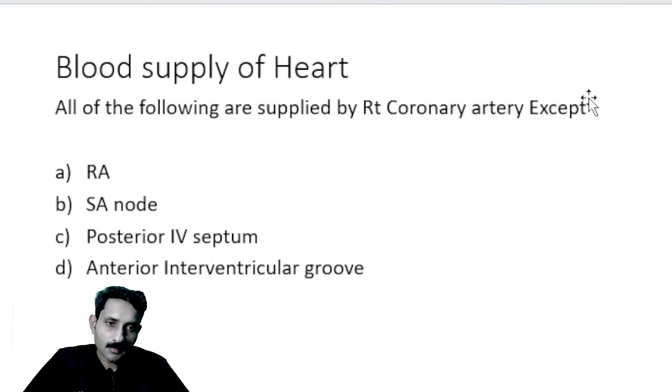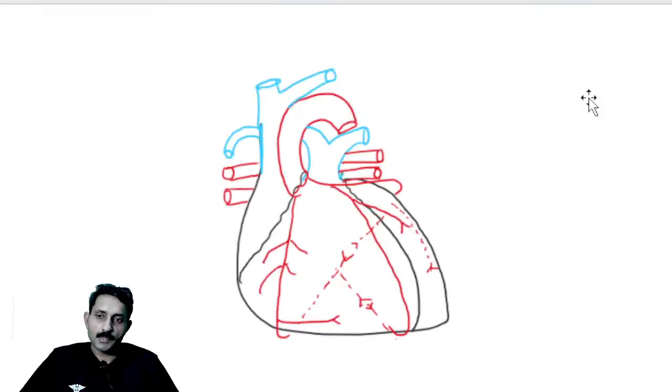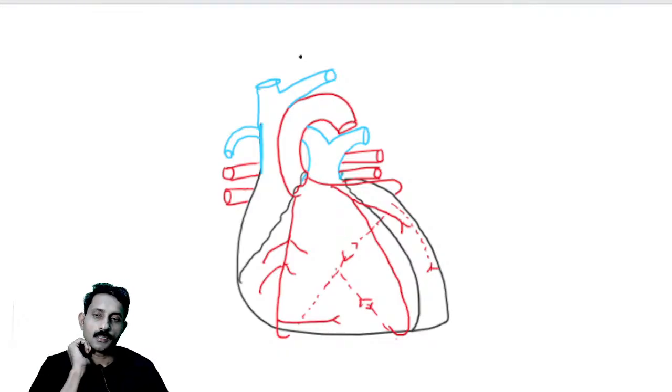All of the following are supplied by right coronary artery except. They are not asking the branches, they are asking about the compartment or chamber of the heart supplied by the coronary arteries. Right atrium, SA node, posterior part of IV septum, anterior IV groove. We will come to that later. Now, in a similar diagram, I have just added the blood supply. How many coronary arteries do we have? We have right coronary artery.